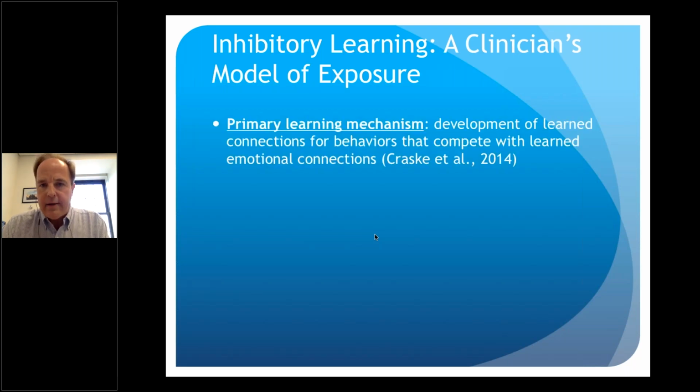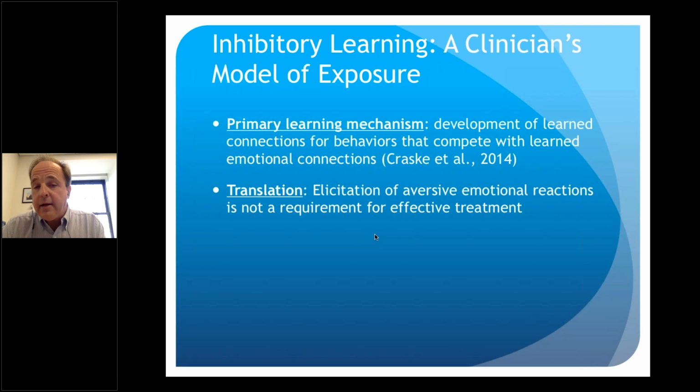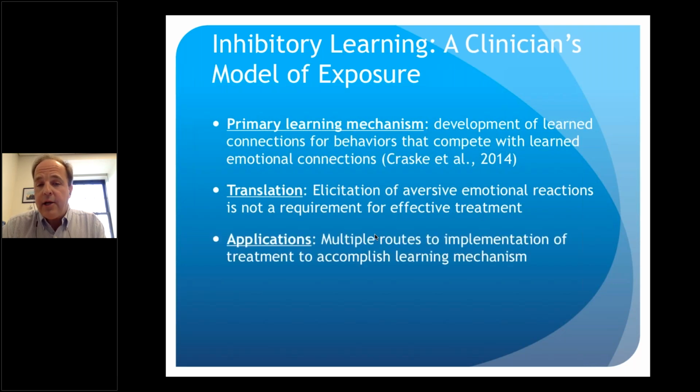So the primary learning mechanism that underlies the inhibitory learning model is that one would develop learned connections for behaviors that compete with other learned emotional associations. So the client comes in with a feared stimulus that they're reporting, something that provokes a lot of anxiety through phobia or other anxiety disorders. And the task in therapy is really just to help them develop new learned behaviors that interfere with those existing ones. Translated, that means that the elicitation of an aversive emotional reaction is not a requirement in order for treatment to be effective.